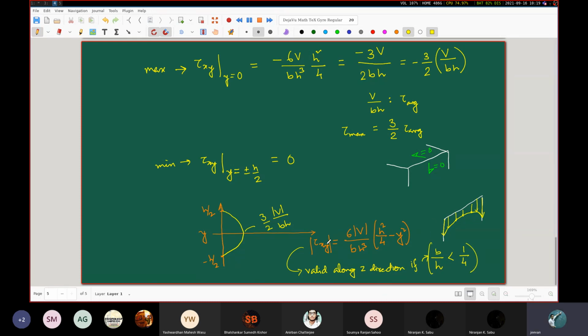So that is why you must understand that at any particular y level along the z direction, this tau xy is actually giving us an average value. So it is like tau xy average along the z direction. Very, very important to appreciate this.